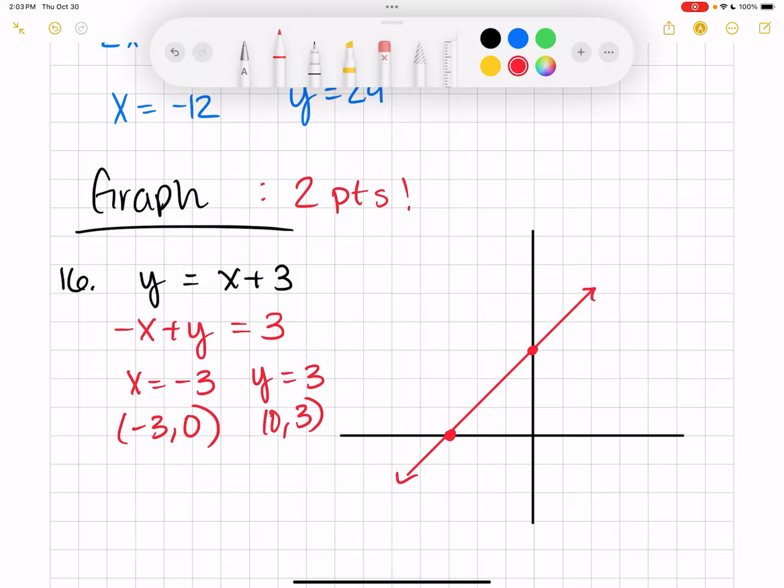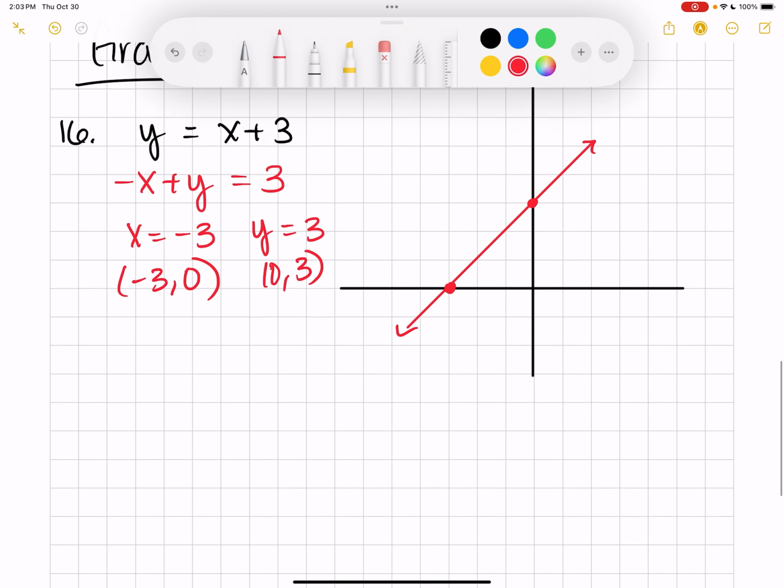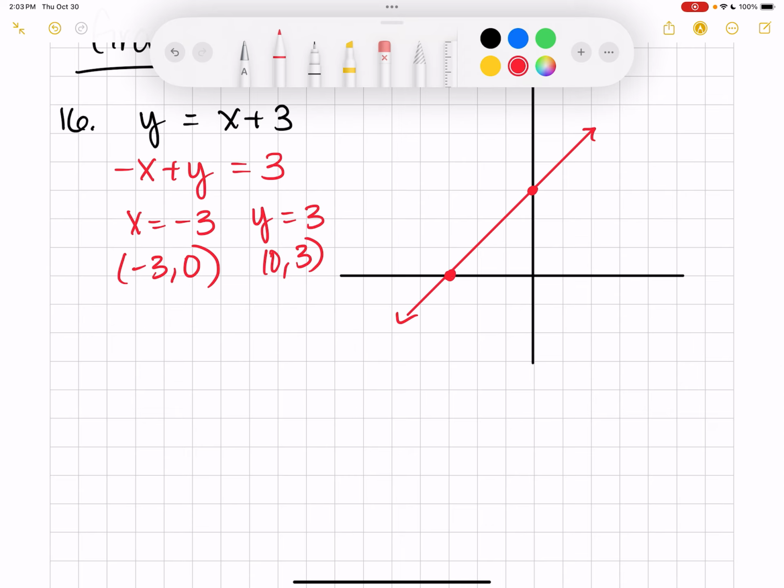How do you get negative 3 for x? Because I have negative x equals 3, so I divide by negative 1. Oh, so x equals negative 3. So if it's a negative x, we just put the sign on the number. This is usually everybody's favorite graphing method because it's easy. It's just putting 2 points on the graph.